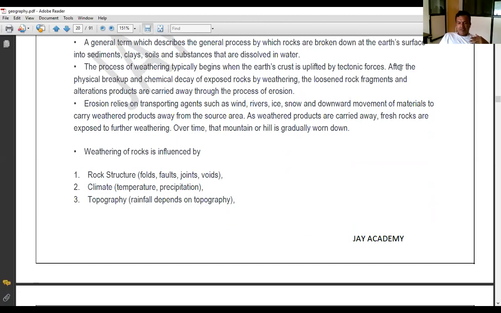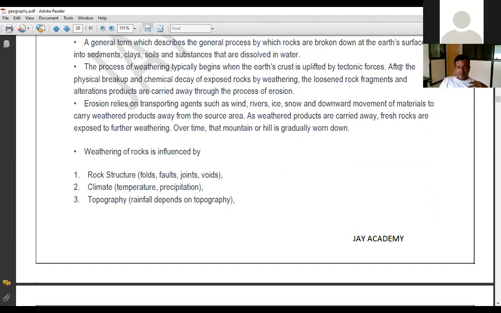Topography means what? If the place is sloping, then obviously the rate of erosion is high. If the topography is plain, then the rate of erosion is low. So the rate of erosion may be high where the topography is more sloping, right?